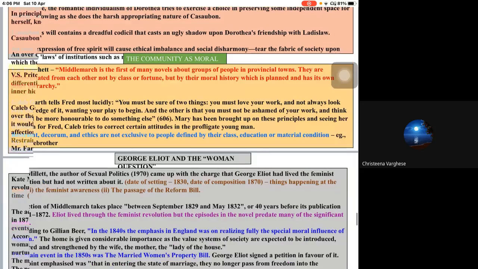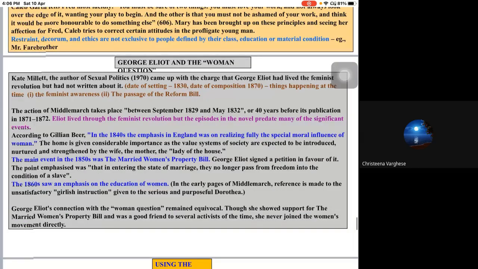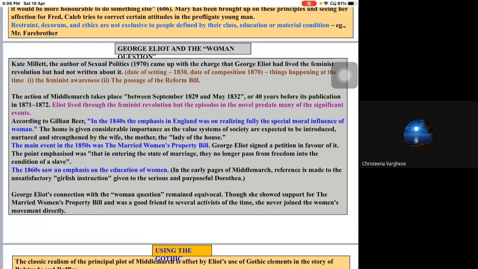Then George Eliot and the woman question. Kate Millett, the author of Sexual Politics, another seminal work of feminist criticism, came up with the charge that George Eliot had lived the feminist revolution but had not written about it. The date of the setting of the book is around 1830, and the date of composition was 1870. So, things happening at the time.